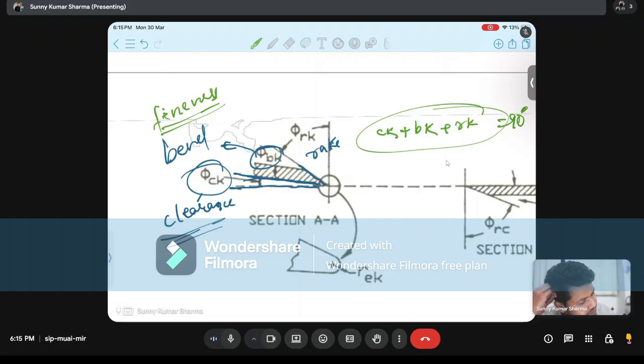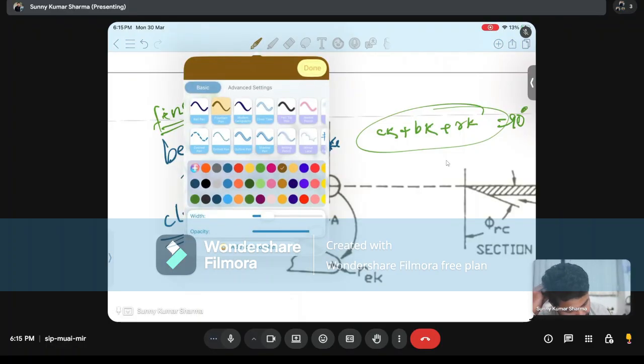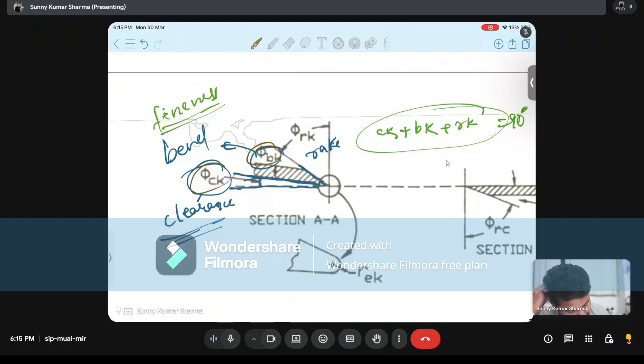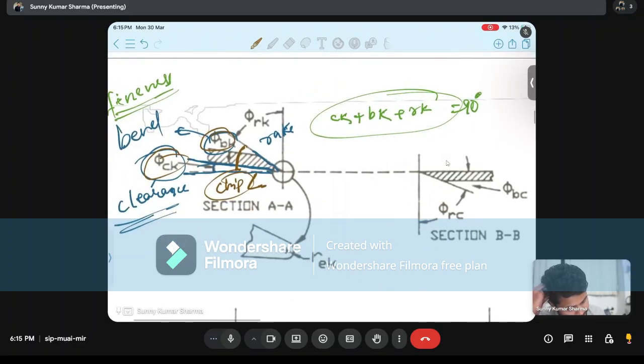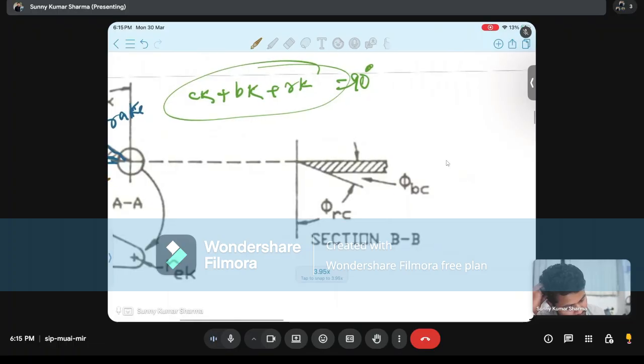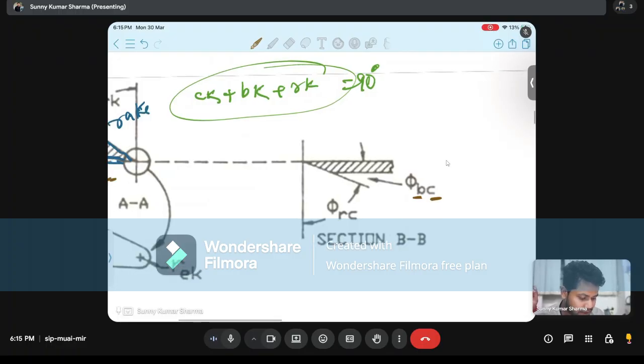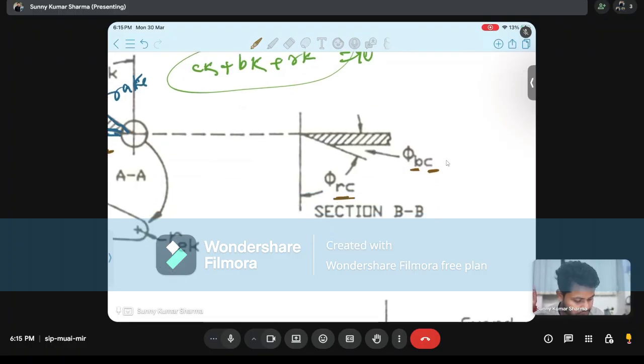Then the next thing is bevel angle plus clearance angle. This bevel angle plus this clearance angle put together is called the chip angle. The chip angle is equal to bevel angle plus clearance angle. Now this is the counterpart side, the counter shear side. Here also, this is the bevel angle for the counter shear, and this is the rake angle for the counter shear.